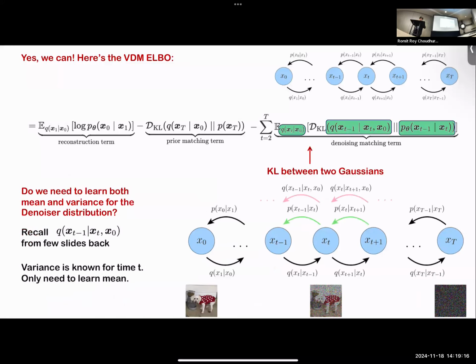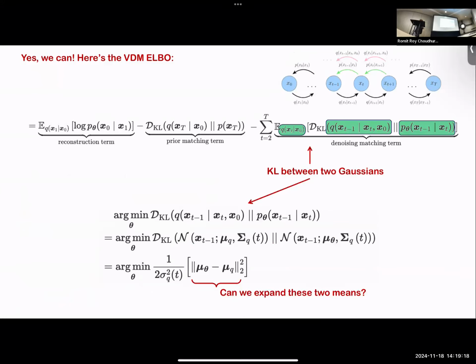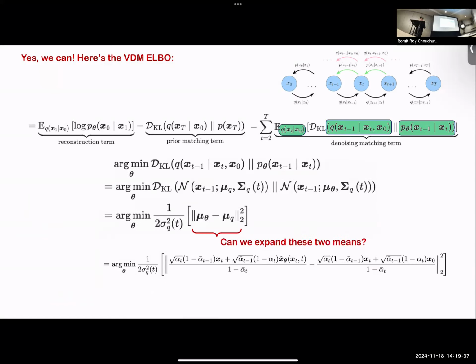I think I'm finishing my part. Now the last part is if we are asking our denoiser to output the mean, let's call it mu theta. We only ask it to output the mean, right? So what does this really mean? We know this term q(x_{t-1} | x_t, x_0). It's a weighted sum between x_t and x_0, the latter term. Mu q is here.